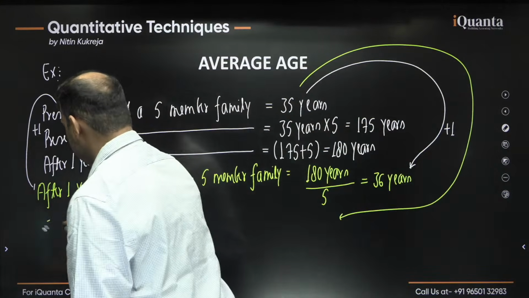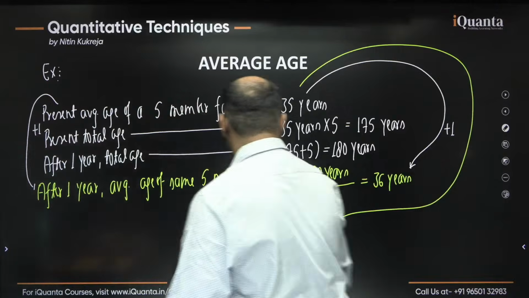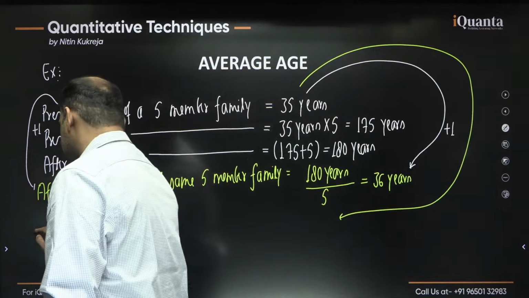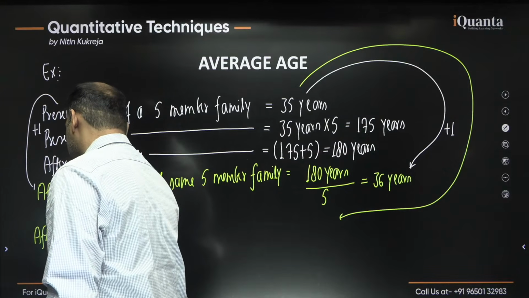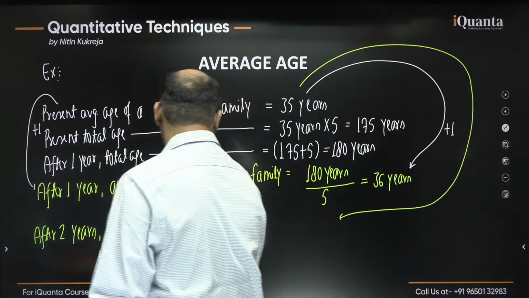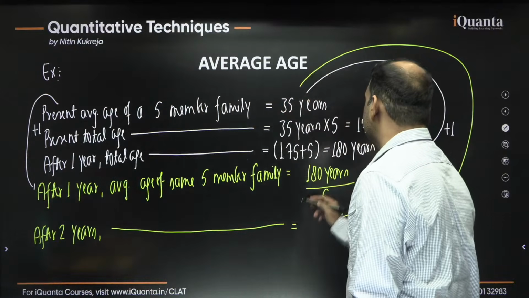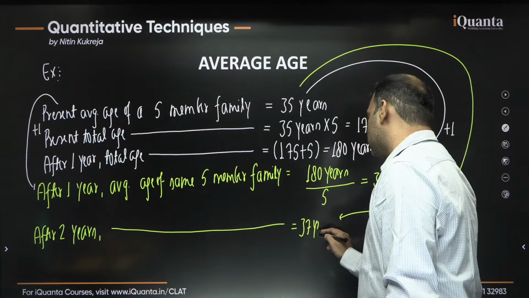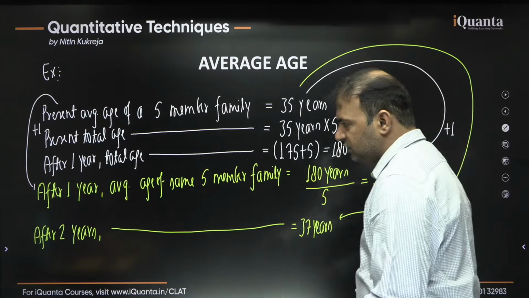Just a second. All right, after 2 years, what should be the average age of the same 5-member family? We can say 35 plus 2, right? 37 years. Why? Because we are going 2 years into the future this time.